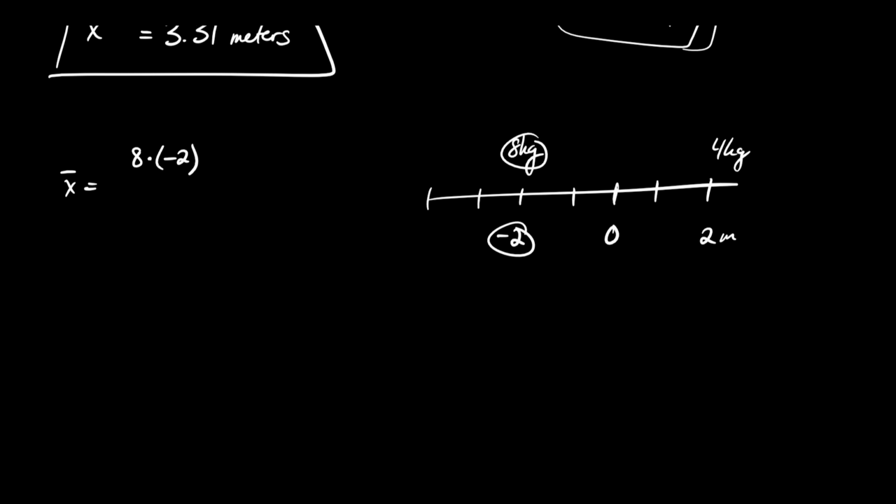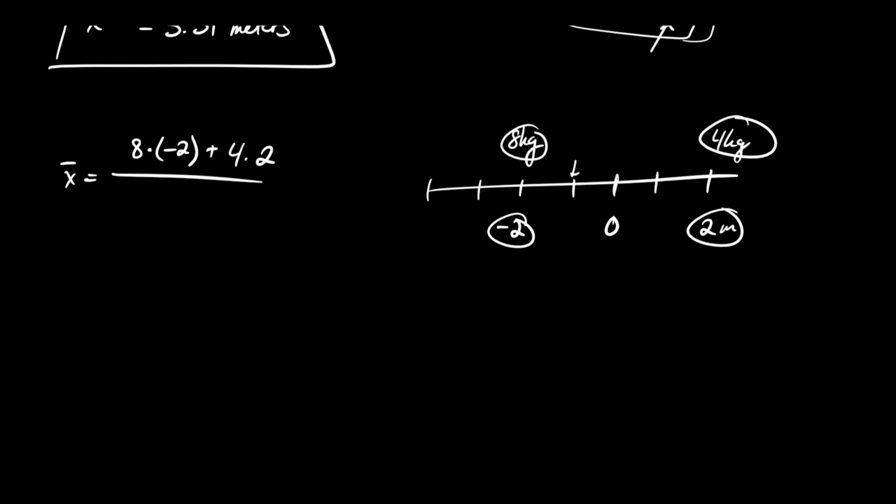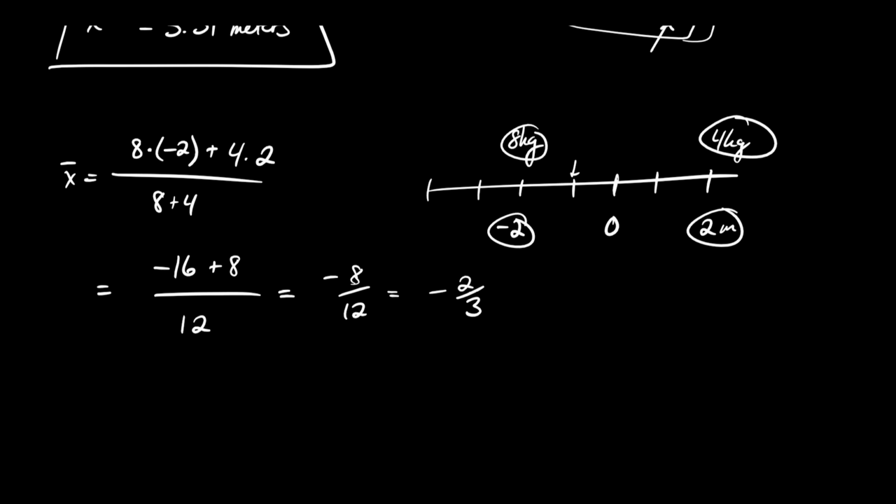And again, it's okay that position is -2. If we get an average center of mass location of -1, that's fine. It just means it's to the left of what we called 0. Then we're going to add on the mass of the second object times its position. And then at the very end, we divide by, remember, the sum of all the masses, the total mass. So in this case, it's 8 plus 4. Let's see, 8 times -2 is -16, plus 8. So this is -8/12, which is -2/3 meters. So that's the location of the center of mass.